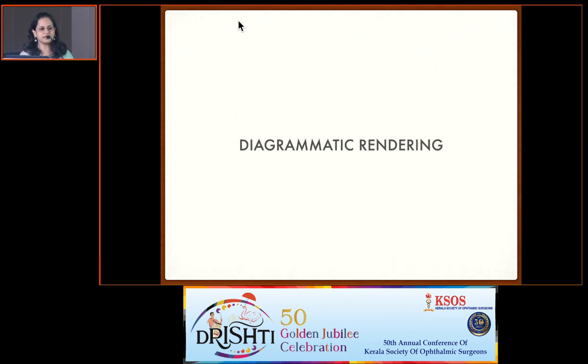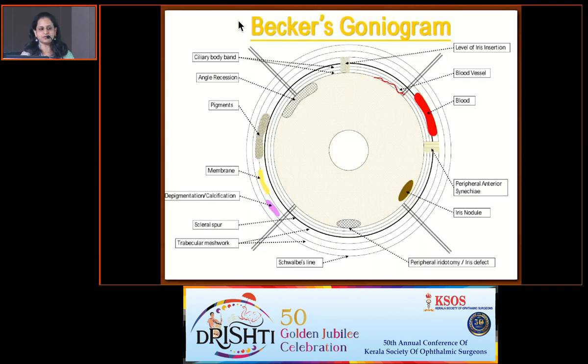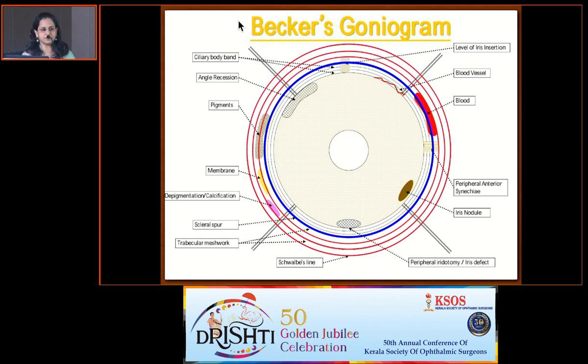Now coming to the diagrammatic rendering, you have to know about the Becker's goniogram, which Becker described in 1972. Here you see the dark line, that is a scleral spur. The 3 outer lines are the Schwalbe's line and the trabecular meshwork. The 3 inner lines are the various levels of iris insertion into the ciliary body.